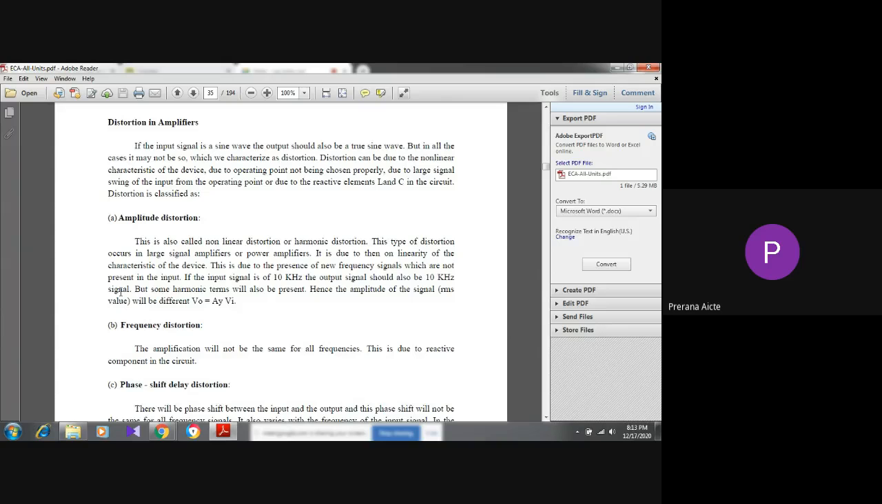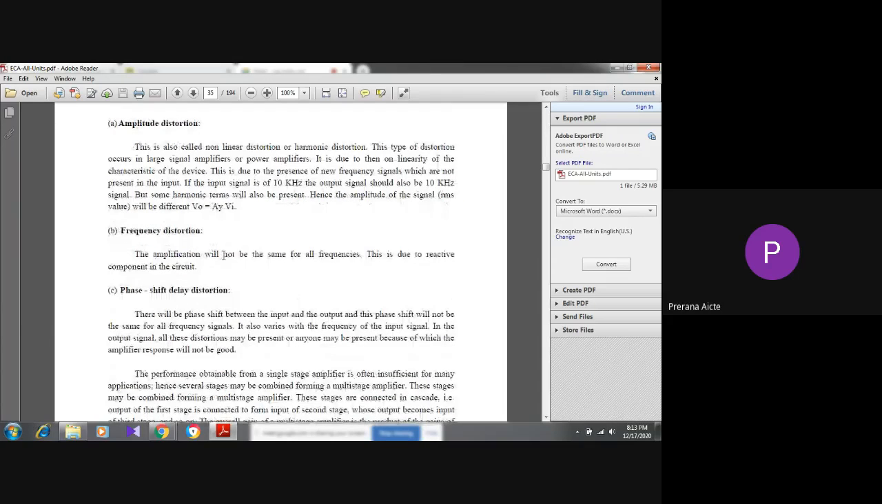Next one, frequency distortion. Frequency distortion means the amplification will not be the same for all frequencies. This is due to the reactive components in the circuit. If the frequency is changing, then that distortion is called frequency distortion. It is mainly due to the reactive components. What are the reactive components? Inductor, capacitor. That is called frequency distortion.